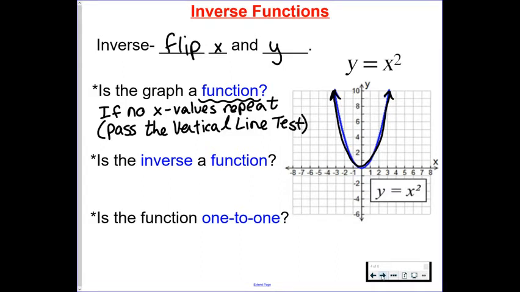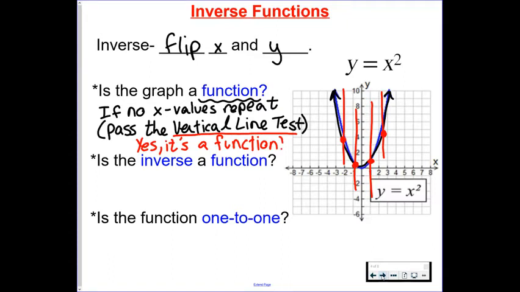So as you look at the graph on the right side, if I draw vertical lines through it, it does pass the vertical line test because it only crosses once through each vertical line, which means yes, it's a function because it passes the vertical line test. Let's try the next one. Is the inverse a function?